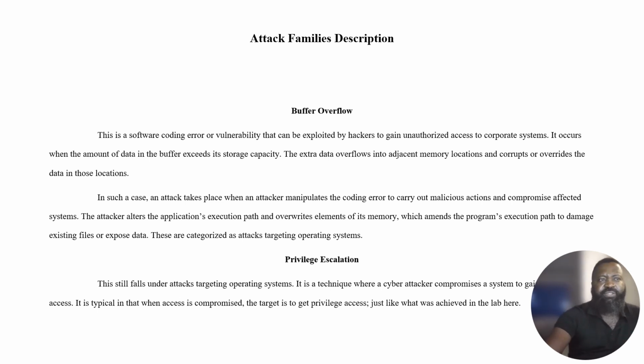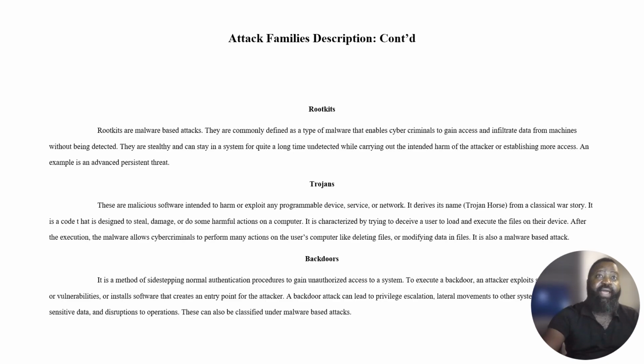Now let's look at privilege escalation. This is exactly what we did in the exercise. This still falls under attacks targeting operating systems. It is a technique where an attacker compromises a system to gain access. It is typical that when access is compromised, the target is to get privileged access, just like what was achieved in the lab here. Exactly. So the next kind of attack will be rootkits.